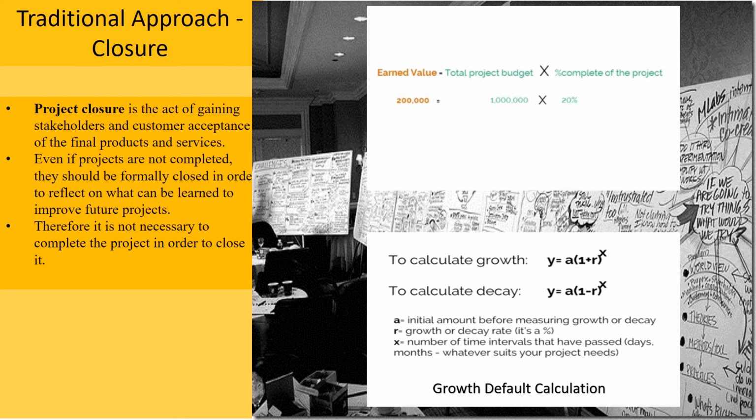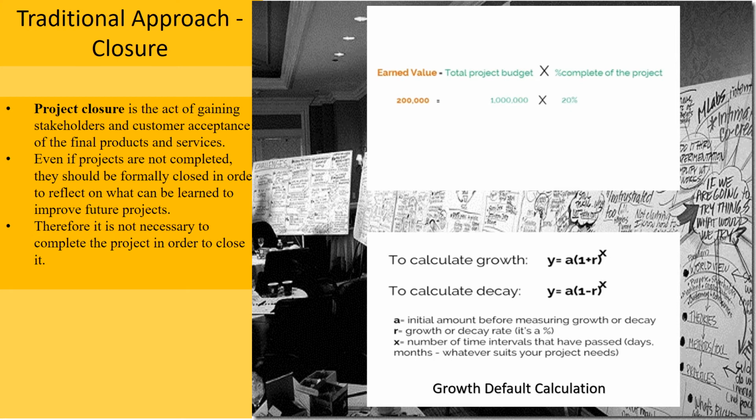It's an act of gaining stakeholders' continuous acceptance of the final products and services. Even if the projects are not completed, they should be formally closed in order to reflect on what can be learned to improve future projects. Therefore, it is not necessary to complete the project in order to close it. So you can close projects without having to complete them. But even when you do complete them, you still need to finish off all your documentation and all your administration. You still need to get acceptance, and you still need to get the approval from stakeholders that all the criteria have been met, and so on and so forth.